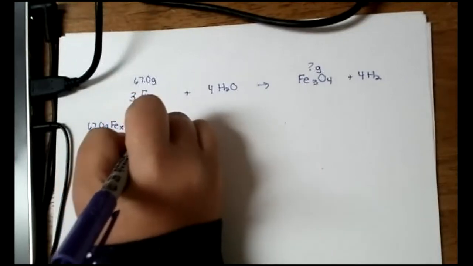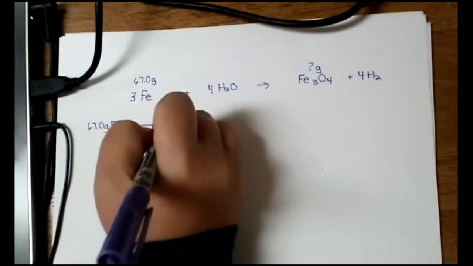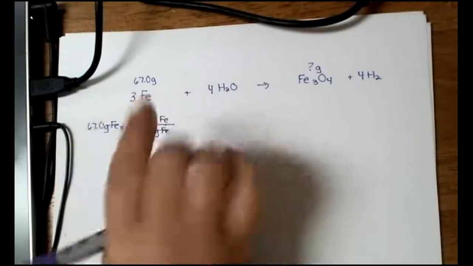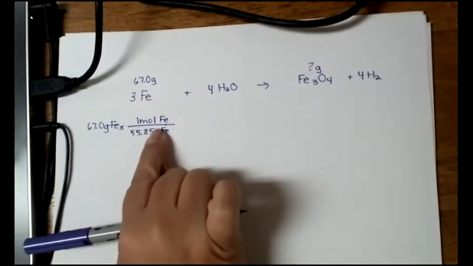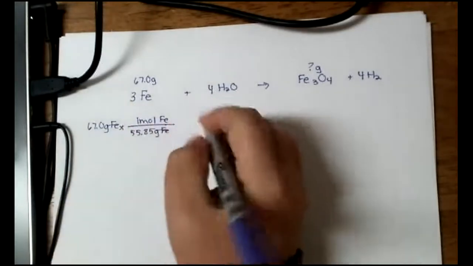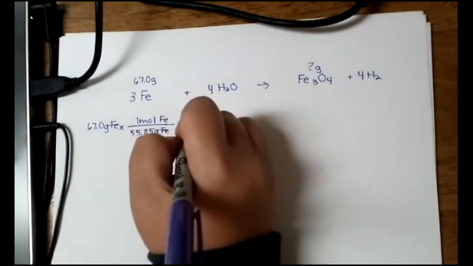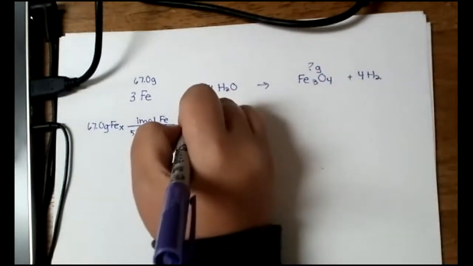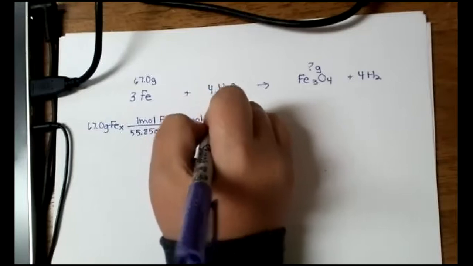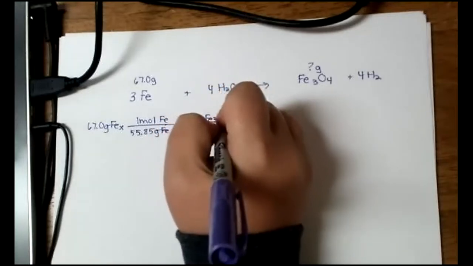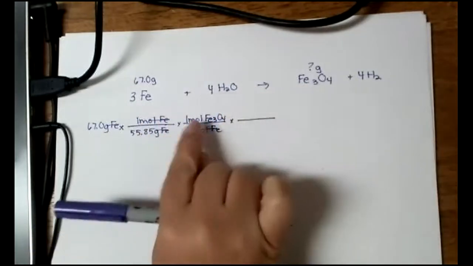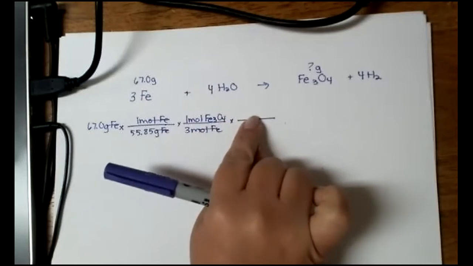To get it to moles, I have to do molar mass. The molar mass of iron is 55.85, so that's nice, I don't have to do any math there, and that goes with 1 mole of iron. So now I'm left with 1 mole of iron. Now I can use my mole to mole ratio, and I have 1 mole of the iron oxide compound.